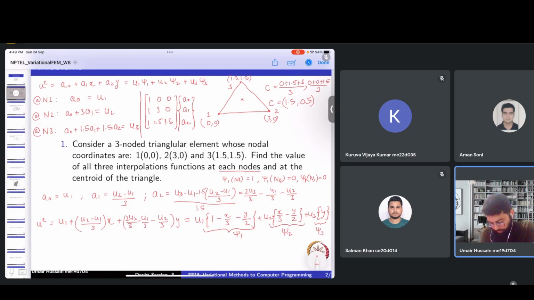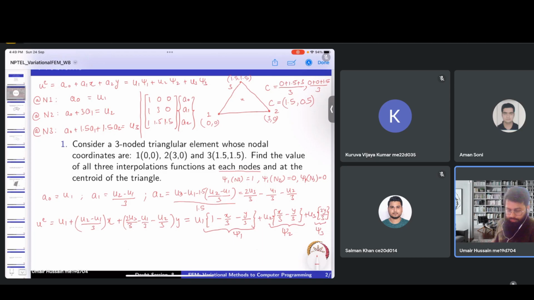So for the coefficient of U1, we have 1 minus x by 3 minus y by 3. For U2, we have x by 3, then we have y by 3 again. And for U3, we have 2y by 3. So I hope we'll just verify this first.